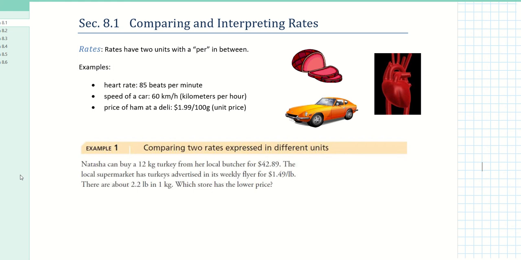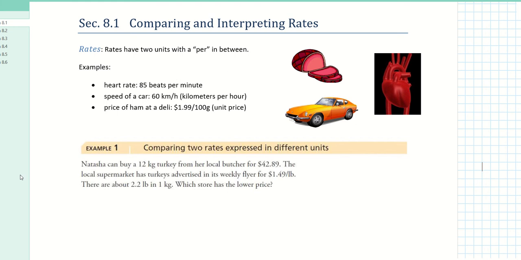Let's take a look at the first example. It says here that Natasha can buy a 12-kilogram turkey from her local butcher for $42.89. The local supermarket has a turkey advertised in its weekly flyer for $1.49 per pound. And there are about 2.2 pounds in a kilogram. Which store has the lower price?